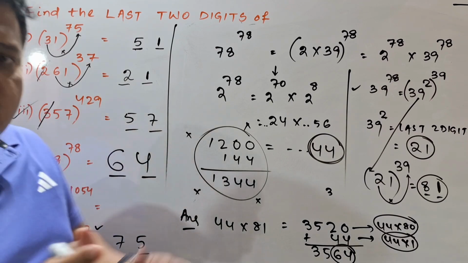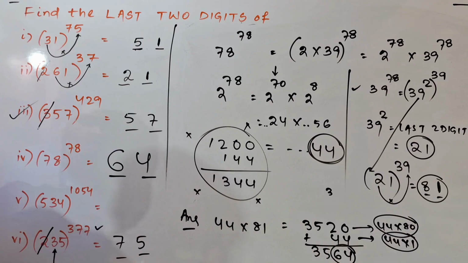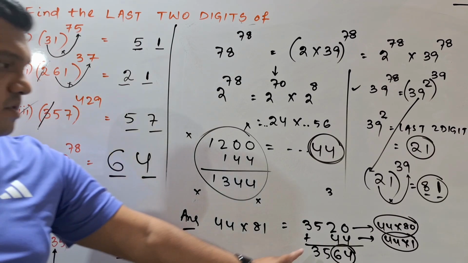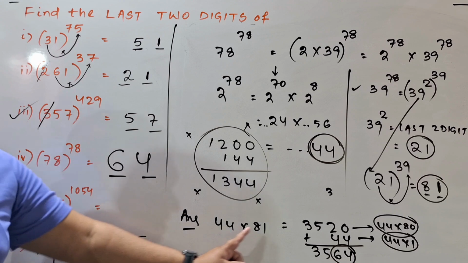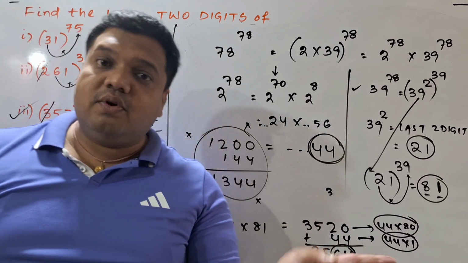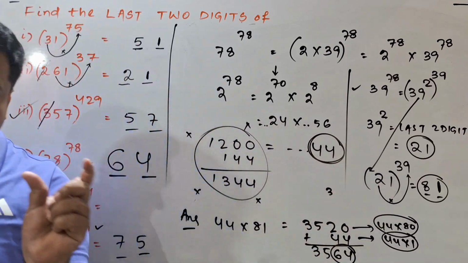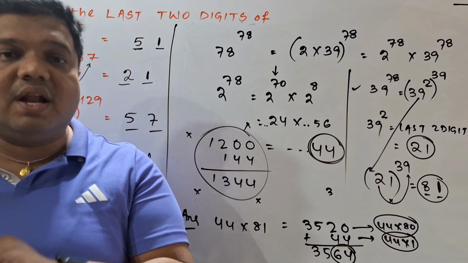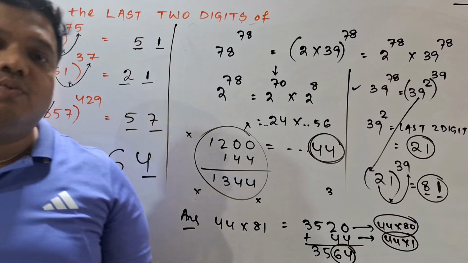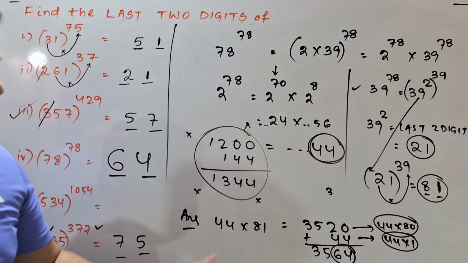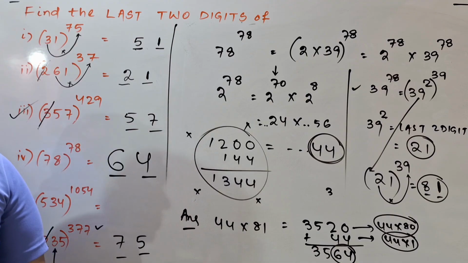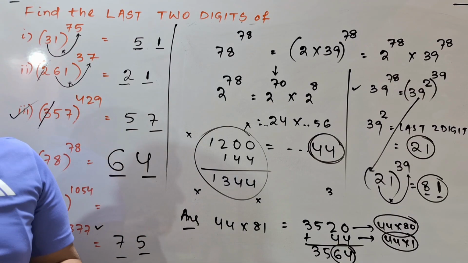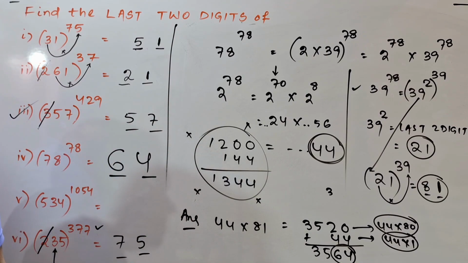Check in your rough work what answer you are getting. Then you cross check. Here my answer is 64. I think this is not visible. Okay, 44 into 81. What I do? 44 into 80, calculate the value. Then 44 into 1 you add. 44 into 1 is 44. 44 into 80 is 3520. So 3520 plus 44, that is what?